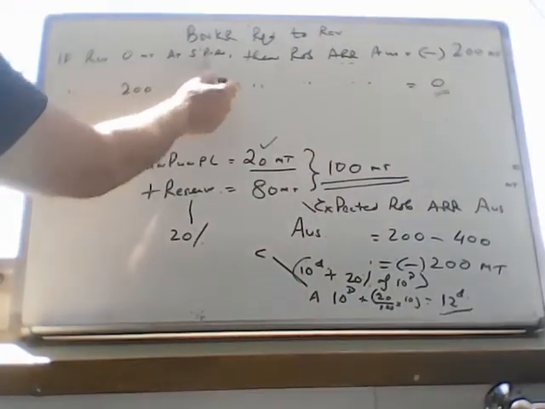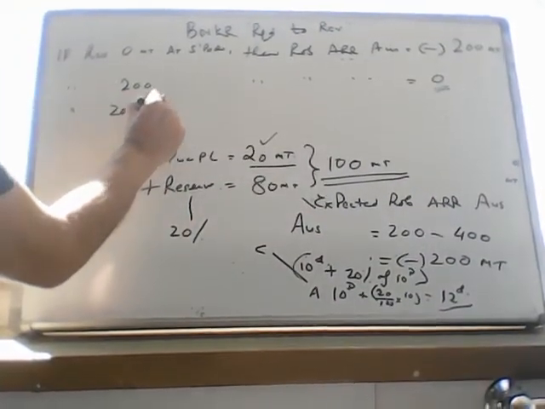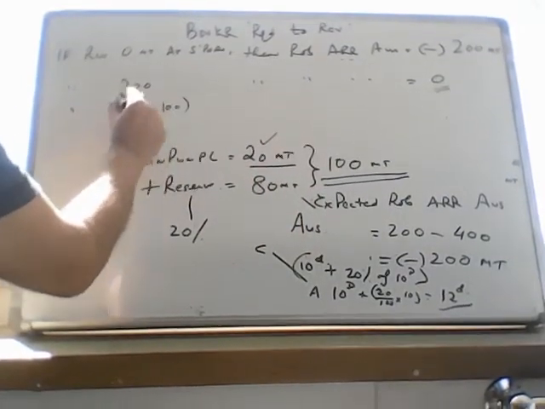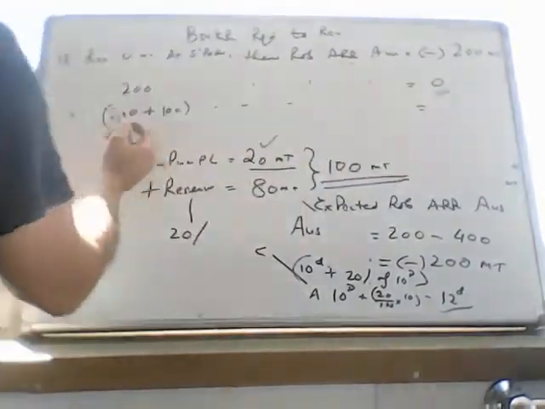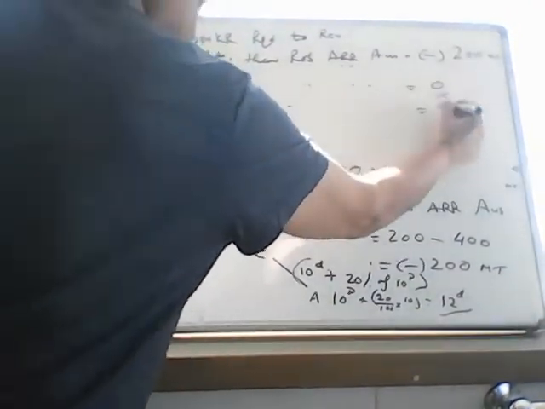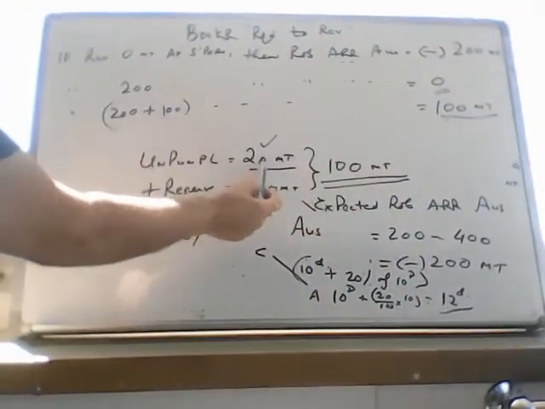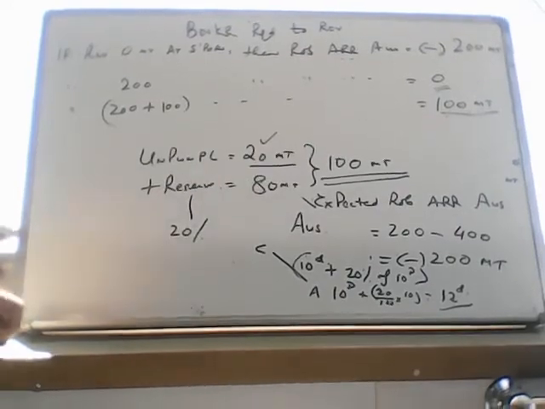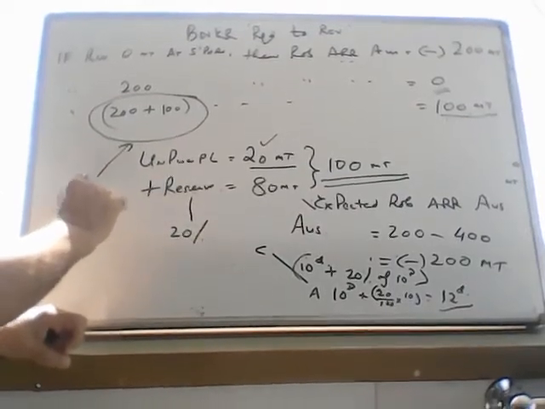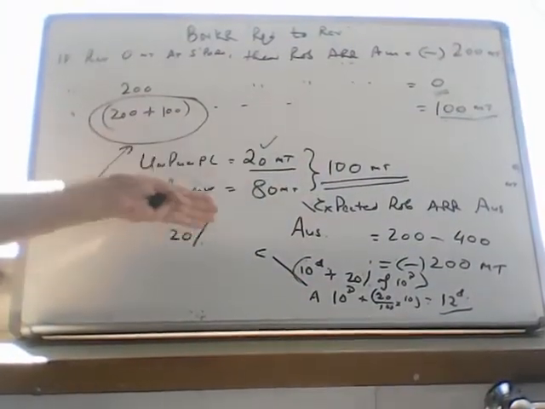Now if you receive 200 at Singapore, arrival Australia is 0. So if you receive 200 plus 100, this is unpumpable plus reserve, then you will be arriving Australia not with 0. With 200 you are arriving with 0. So with 200 plus 100 you will be arriving Australia with 100 metric tons. And this is what you wanted, because this is your unpumpable plus reserve. So total required at Singapore will be this quantity, which is 300. So if you receive 300 at Singapore, you will be arriving Australia with 100. This includes unpumpable as well as reserve.